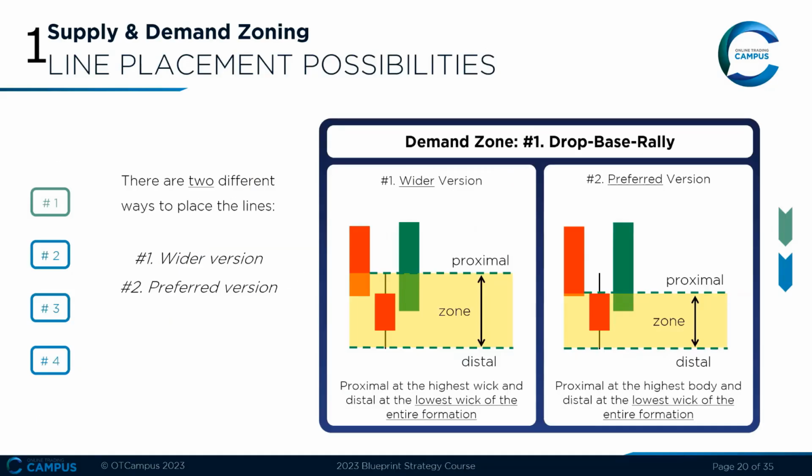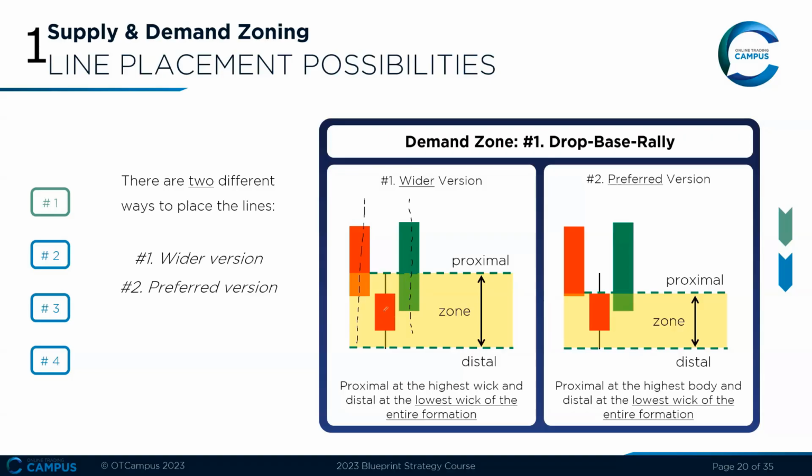As we talk about how to draw those lines, there'll be two different versions. There's what we call the wider version, and there's what we call the preferred version. So for the first demand zone, the drop-base-rally, we have a wider version. And as you can see, what we have is the leg out, and we have the leg in. So what's left is the base, and that's one candle, one indecisive candle.